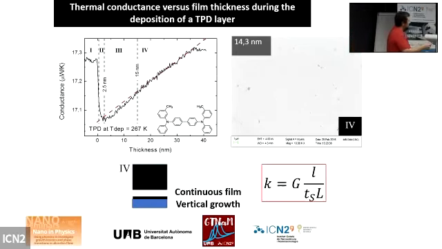Of course, at the end, once all the islands have fit one to each other, the films start to grow vertically in 2D, and the key point here is that from that slope we can extract the thermal conductivity of the film. Taking the slope of thermal conductance versus thickness, we can extract the thermal conductivity, and we did it.